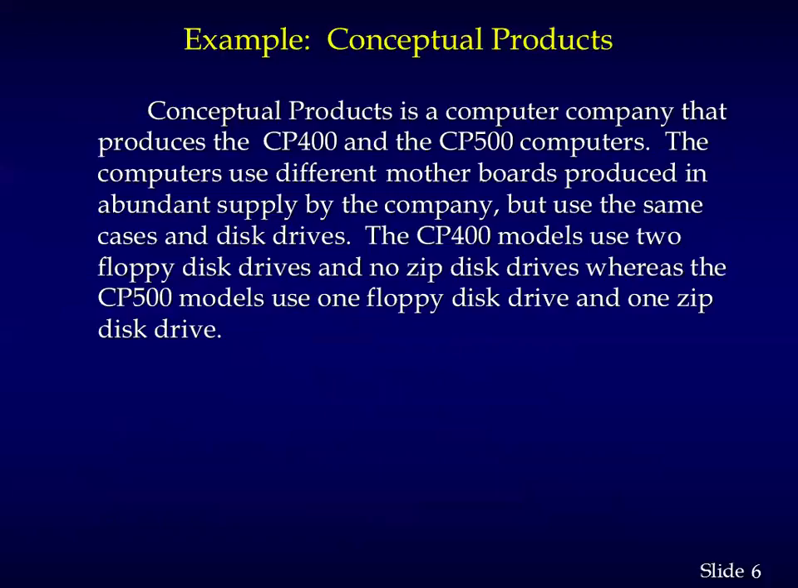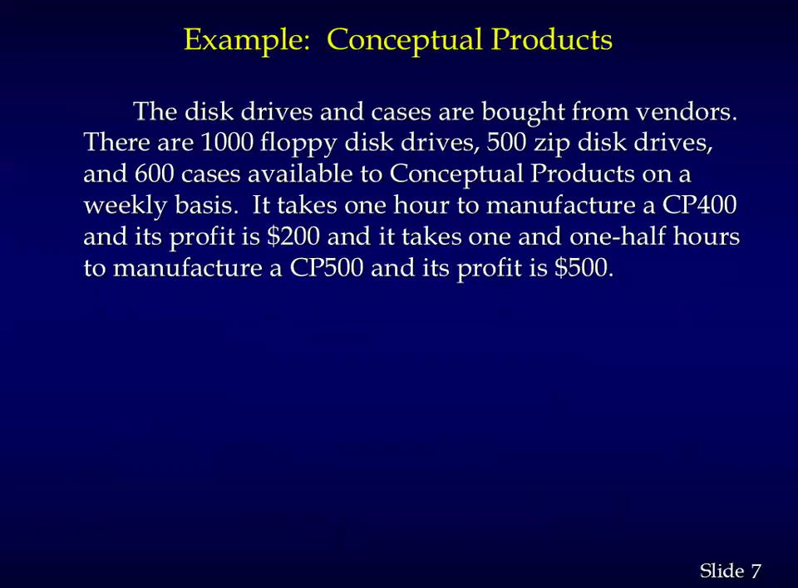All right, Conceptual Products is a computer company that produces CP400 and CP500 computers. The computers use different motherboards produced in abundant supply for the company, so that's not a constraint, but they use the same cases and disk drives. The CP400 model uses 2 floppy disk drives and no zip disk drives, whereas the CP500 uses 1 floppy disk and 1 zip disk. For those who don't remember, floppy was a type of storage device. Maybe we should update the problem, but it doesn't matter. Old timers will remember this.